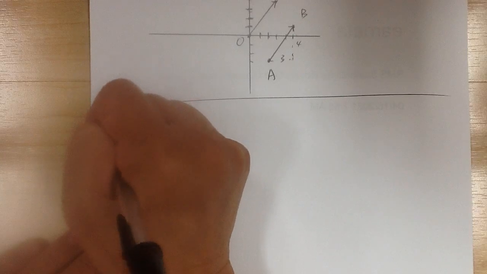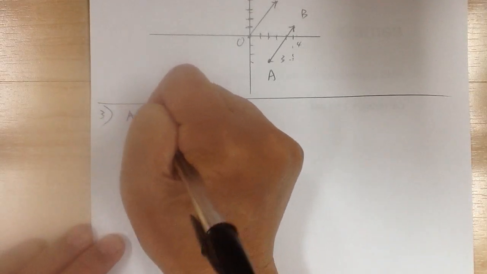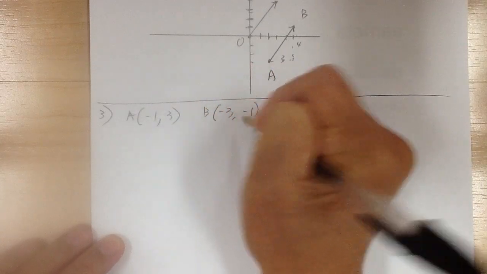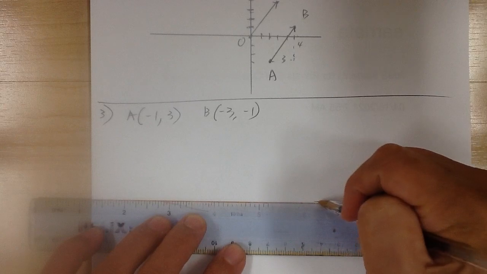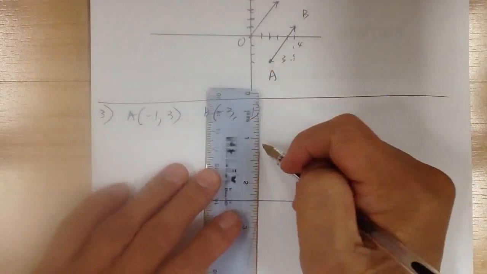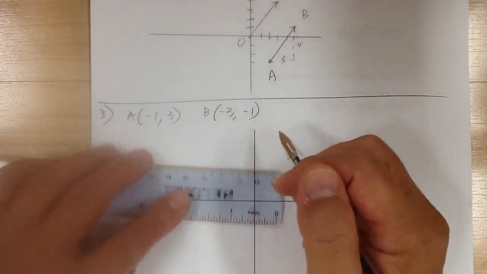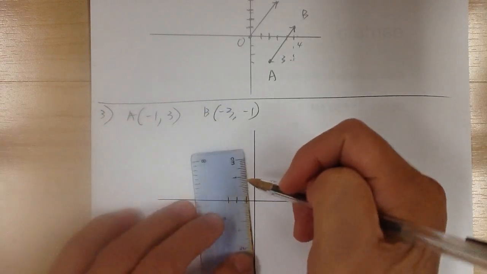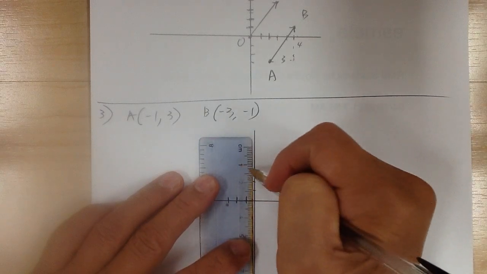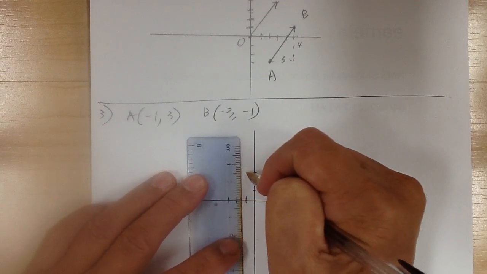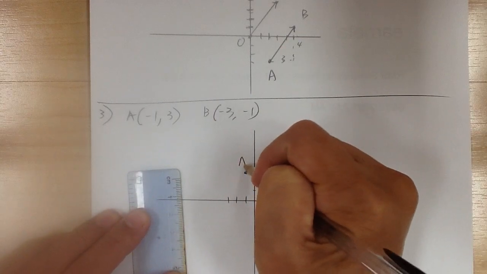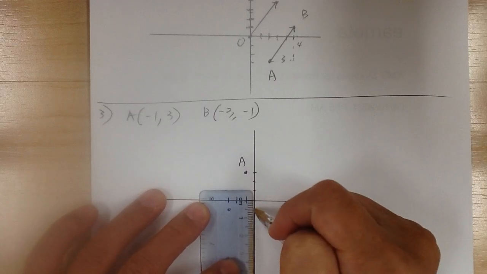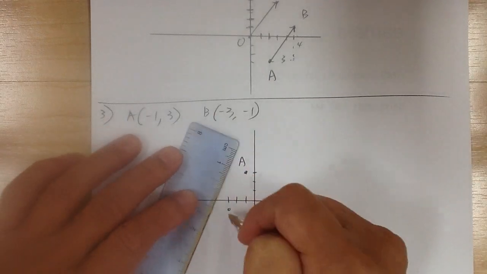Okay, let's go to number 3. Point A is -1, 3. Point B is -3, -1. So -1, 3 is right over here. So that's the point A. B is -3, -1. Okay, so that's point B.